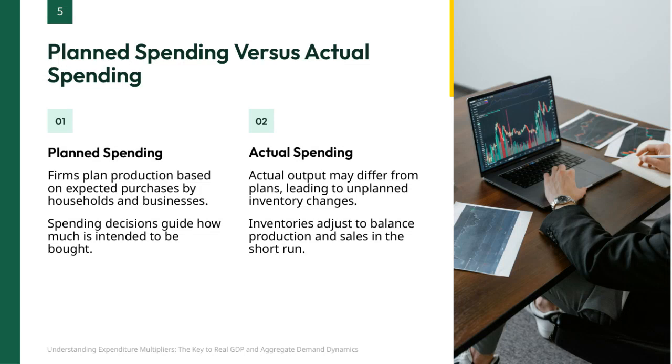Here, we're looking at the difference between planned spending and actual spending. First, firms create plans for production based on what they expect households and businesses will buy. These planned spending decisions essentially guide how much they intend to purchase and produce. However, actual spending often deviates from these plans, which can lead to unplanned changes in inventory levels. Inventories serve as a buffer, adjusting to help balance production output and sales in the short run. This dynamic is crucial because it influences how firms manage supply and respond to market demand in real time.